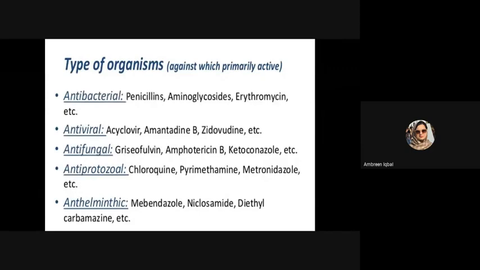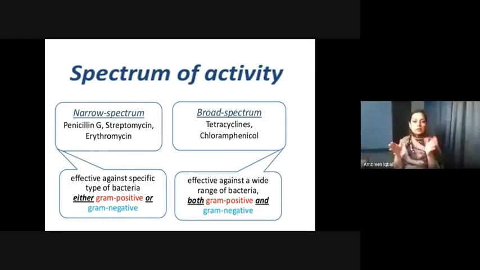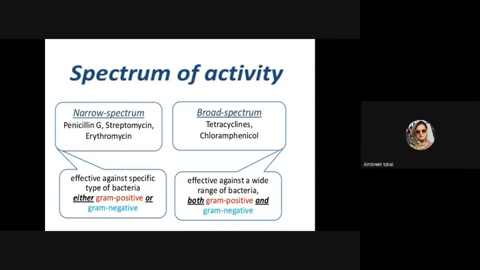This is the classification on the basis of spectrum of activity, narrow spectrum and broad spectrum. Narrow spectrum means it is effective against specific types of organisms, like either gram-positive or gram-negative. The next is broad spectrum, which is effective against a wide range of bacteria, like both gram-positive and gram-negative. Tetracycline, chloramphenicol are broad spectrum. Narrow spectrum are penicillin, streptomycin, erythromycin, which you have commonly heard. They are narrow spectrum antibiotics.